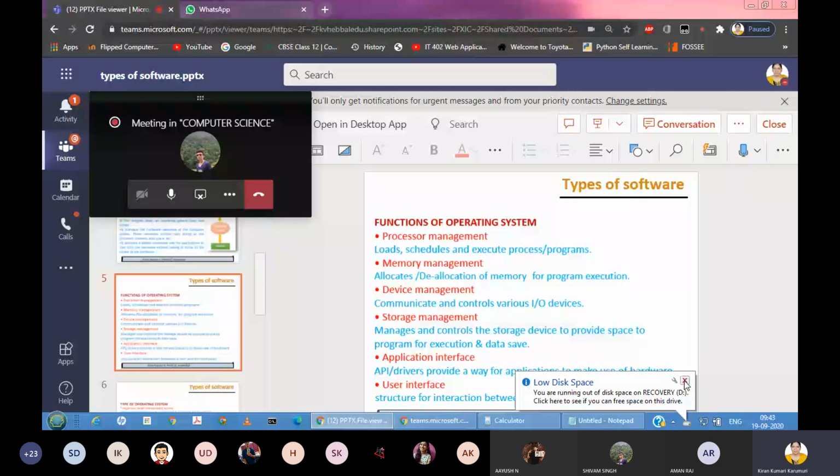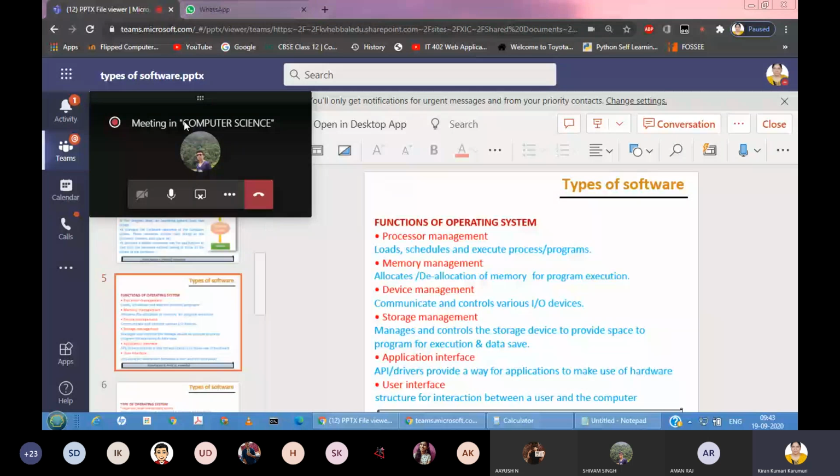See, whatever we are seeing, that is the interface. According to that we will click, right? Application interface, that is the application program interface, API. Then drivers: device drivers provide a way for applications to make use of hardware.